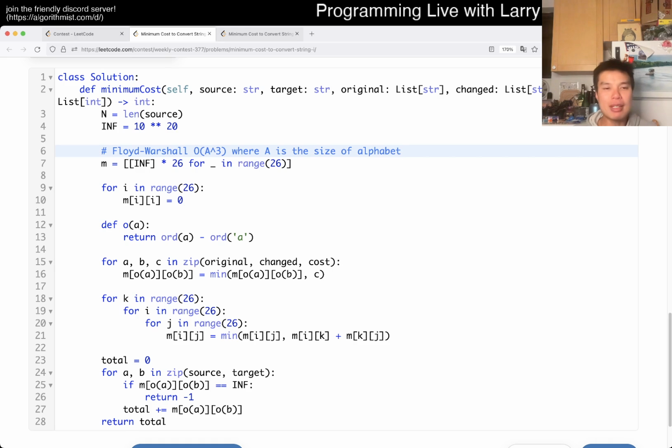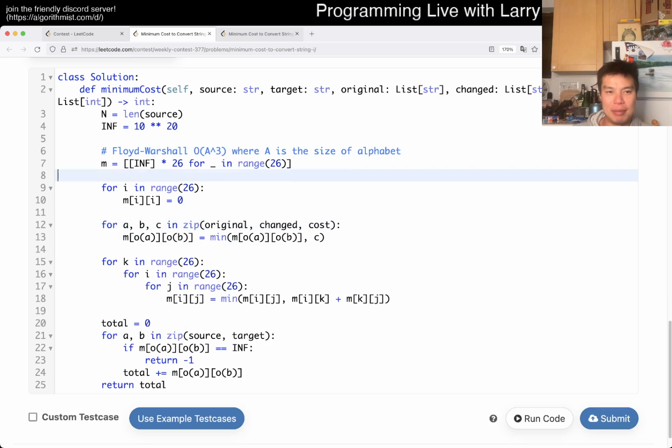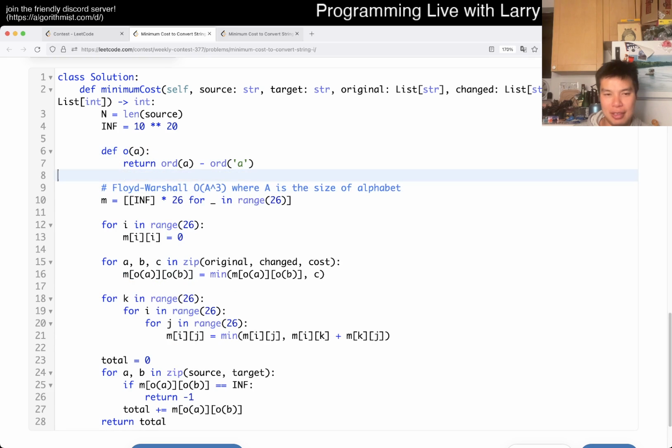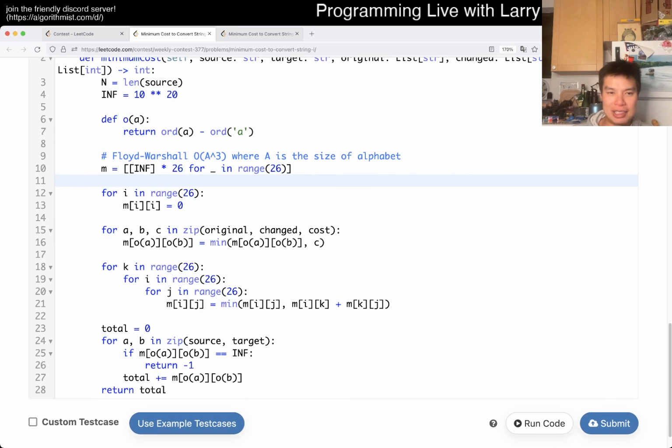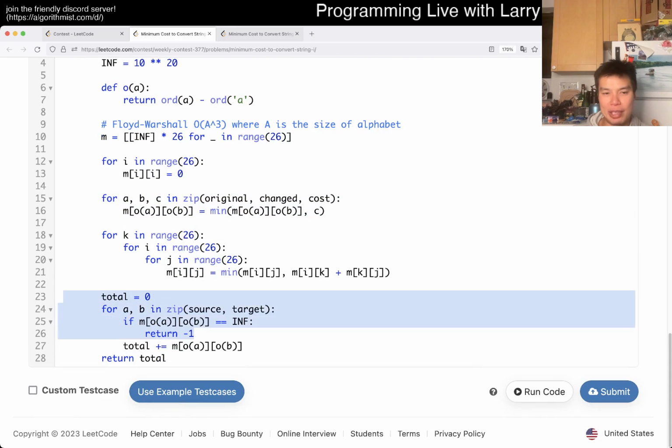This is just a helper to convert a character to a number from 0 to 25, and this is basically all. This is just Floyd Warshall after setting up the cost from the original array, and then, as I said, it's just one character at a time. If it's infinity, that means you cannot get there, so you return -1. Otherwise, you just add the cost and sum up all the costs.